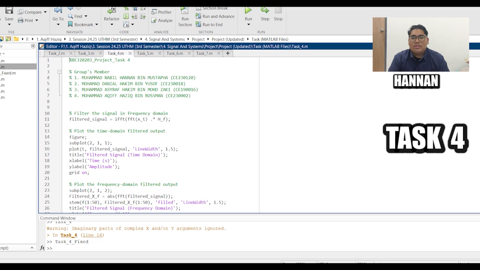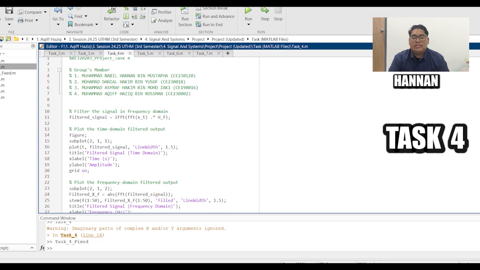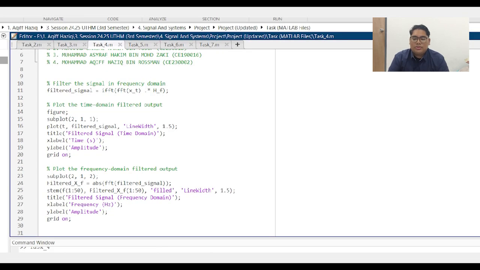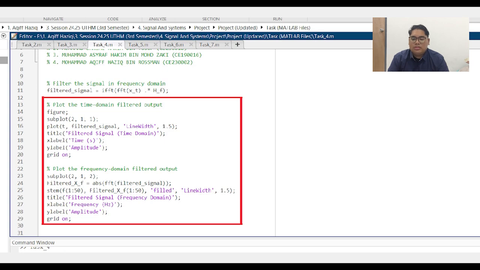For my video, I will present task 4, which is analyzing the output signal in time domain and frequency domain using MATLAB simulation. So this is the code to plot the signal. The first code is to find the filtered signal, which is ft equals FFT of x(t), the signal in time domain, multiplied with H(f), which is the magnitude frequency response. The next code is to plot the signal for both frequency and time domain.